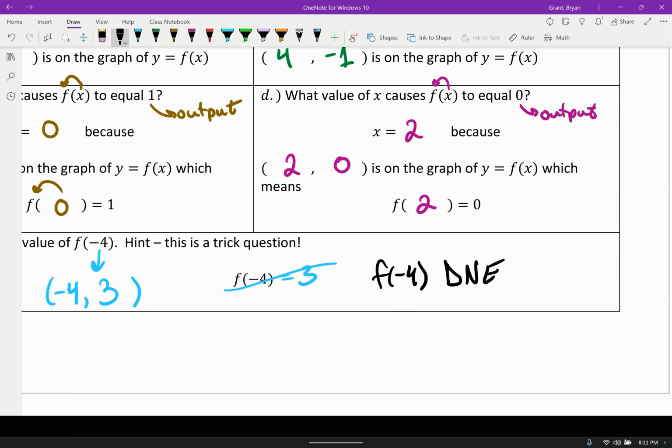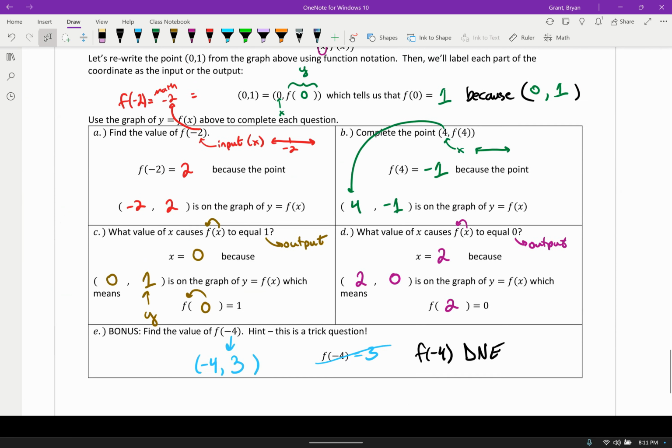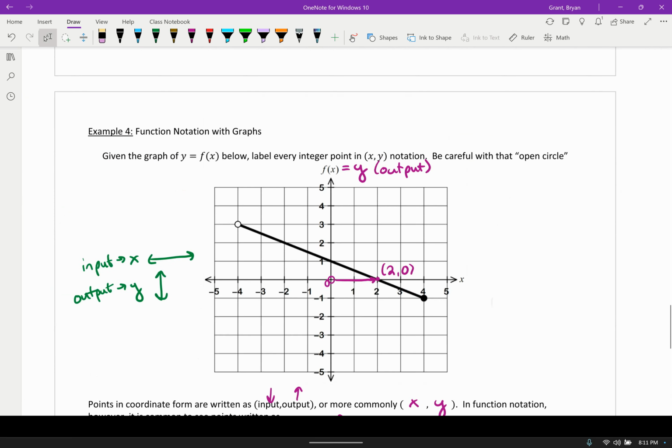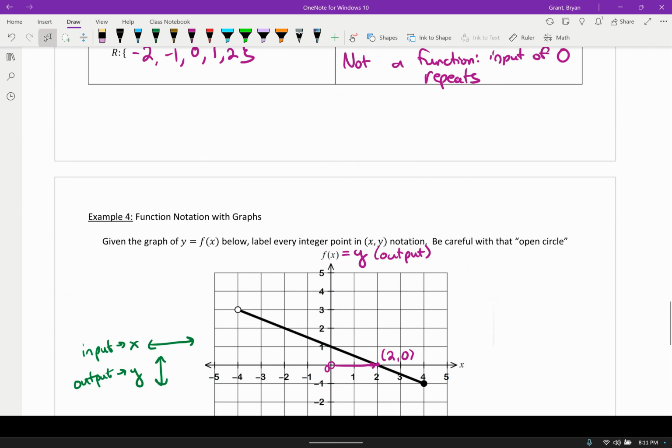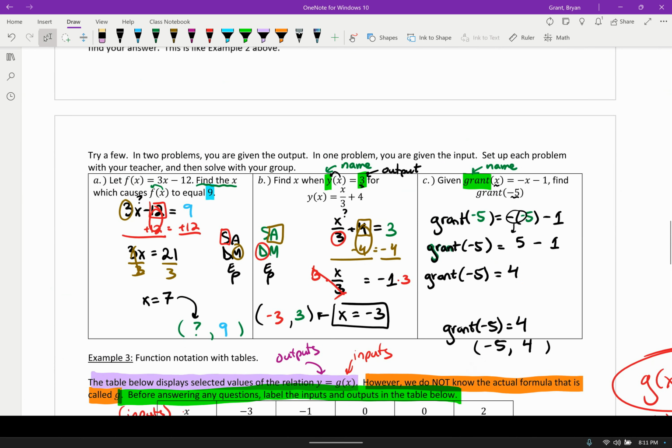There's no point there. So with that being said, I hope that you're feeling pretty comfortable with function notation. We now know how to use function notation if you have a graph to find inputs and outputs, if you have a table, how to find inputs and outputs, and of course, if you have an equation, how to find inputs and outputs. Function notation is something you already know how to do. We didn't learn any new algebra here. We just learned a new naming convention.